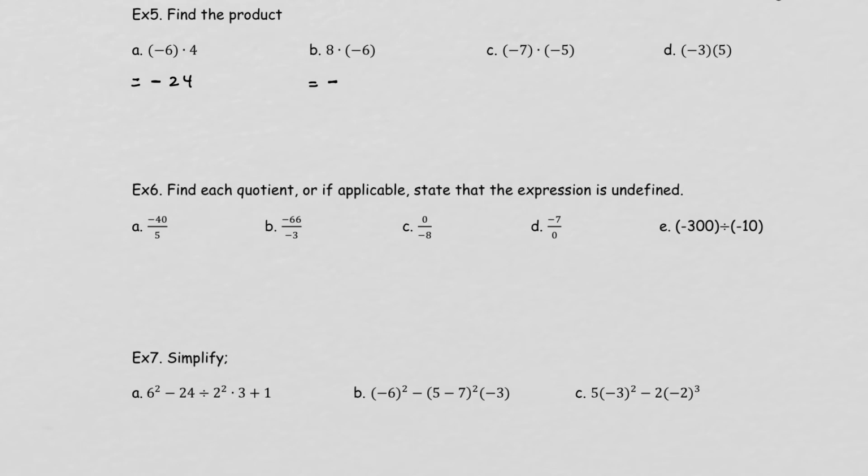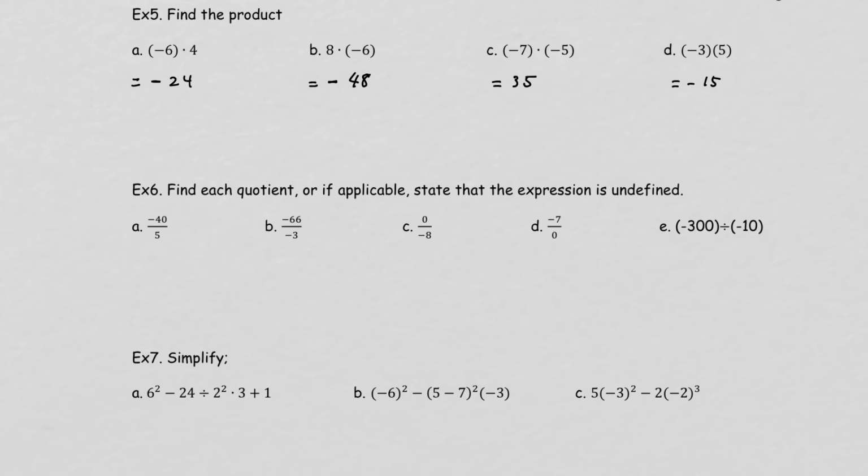This is another one, with one negative, so your solution will be negative. 8 times 6, 48. This is the one with 2 negatives, right? 2 negatives, so your solution will be positive. Once you decide your sign, then multiply 7 times 5, 35. That's negative. 3 times 5, 15, right? That's all you need to do.